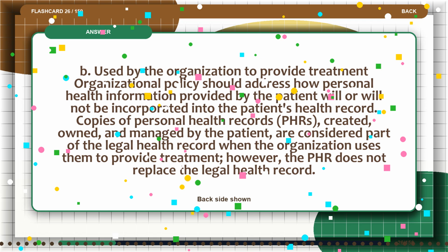The answer is B. Used by the organization to provide treatment. Organizational policy should address how personal health information provided by the patient will or will not be incorporated into the patient's health record. Copies of personal health records (PHRs) created, owned, and managed by the patient are considered part of the legal health record when the organization uses them to provide treatment. However, the PHR does not replace the legal health record.